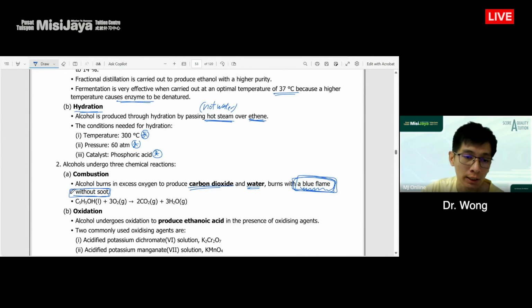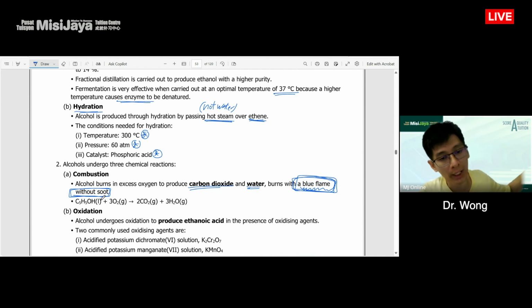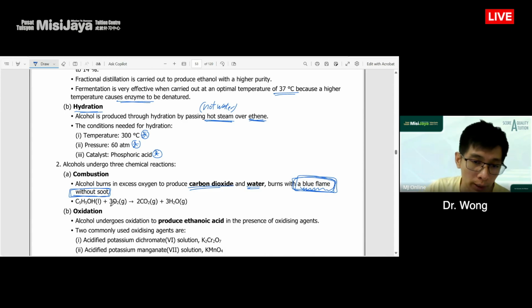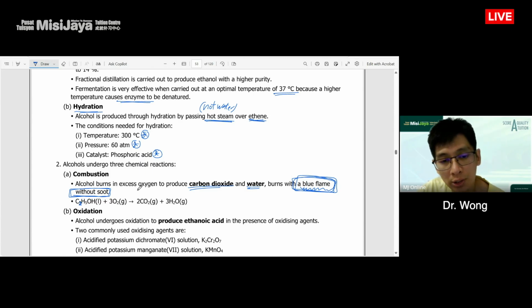So if the question says that we have substance X, and when we burn it, it produces carbon dioxide and water, in this sentence maybe it is an alkane, maybe it is an alkene, maybe it's an alcohol. But when it says that it is a blue flame without soot, no carbon, no dark smoke coming out, it must be alcohol. Okay, C2H5OH plus 3 oxygen equals carbon dioxide plus H2O. I think it's a typo, this is C2.